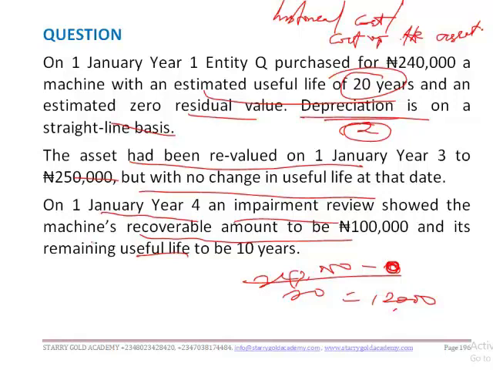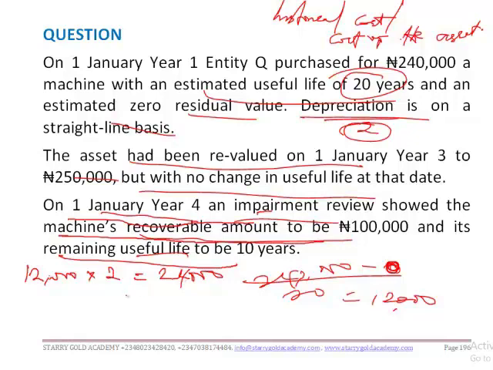So there's a revaluation. The depreciation from year 1 to year 2 is 12,000 multiplied by 2, isn't it? So that's 24,000. So the carrying amount at this date, let's leave it that way first. And we are told that on 1st January year 4, an impairment review showed the machine's recoverable amount to be 100,000 and its remaining useful life to be 10 years. Now, the recoverable amount is 100,000, and its estimated useful life from this date is now 10 years. So the depreciation at the end of year 4 will be 10,000 naira. Now, to determine the impairment loss, there's nothing like impairment gain, so that means if there's an impairment or a revaluation gain.